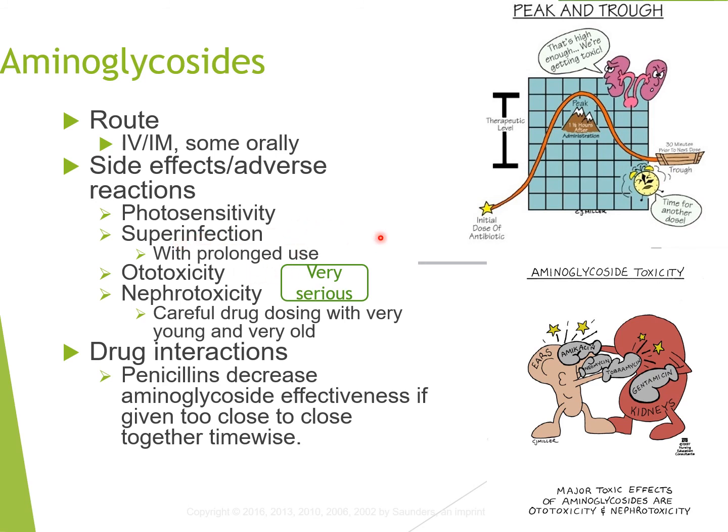Ototoxicity and nephrotoxicity. These are very, very important to remember when you think aminoglycosides. So we're going to be asking our patient, are you having any changes in your hearing? Or do you have any ringing in the ears? And for nephrotoxicity, this is extremely important to watch their urine output. Are they retaining fluids, such as, are they starting to swell up, get pitting edema? Do they have wetness in their lungs, such as rales or rhonchi? So be on the lookout for signs and symptoms of ototoxicity and nephrotoxicity.